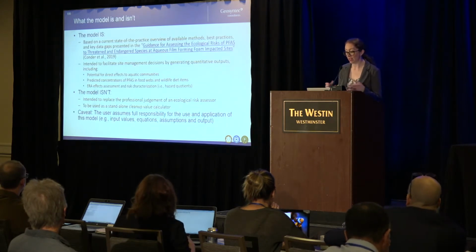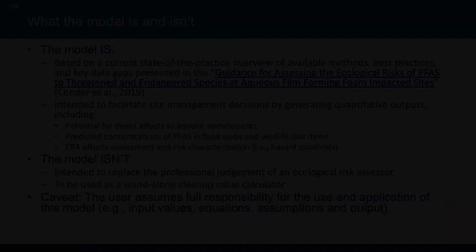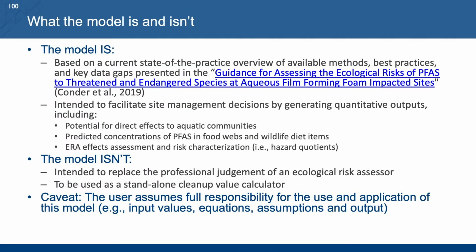So the model's based on the guidance document. It's intended to facilitate site management decisions by generating quantitative outputs for the potential for direct effects to aquatic communities, the predicted concentrations in the food web and in wildlife diet items, and then ERA effects assessment and risk characterization. So it goes as far as calculating your hazard quotients where we've got TRVs.